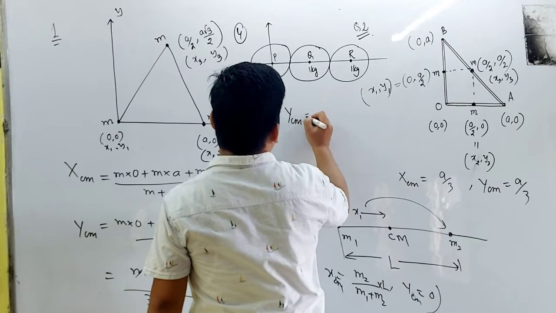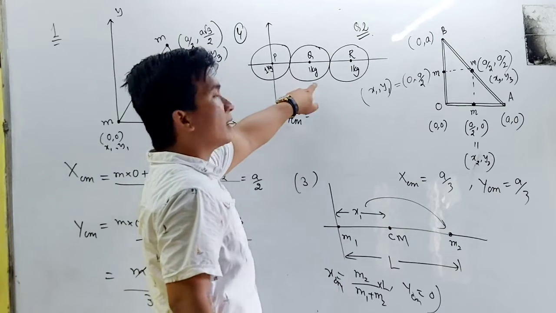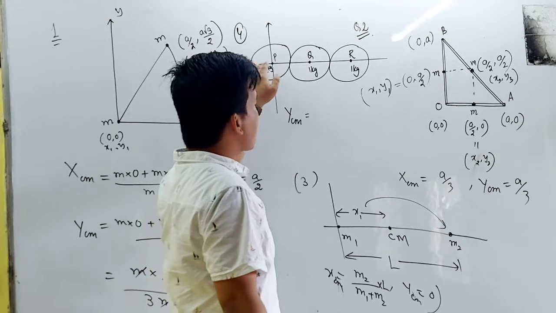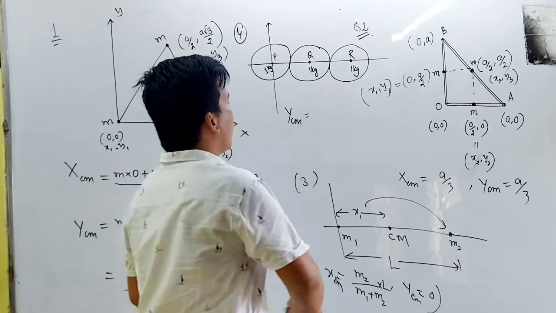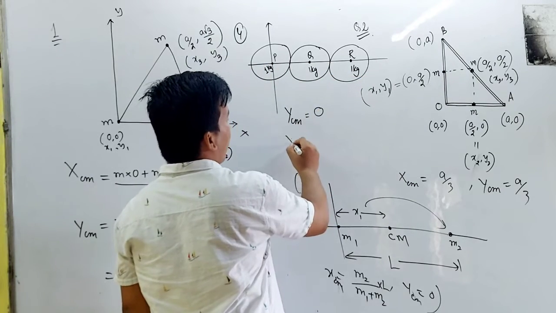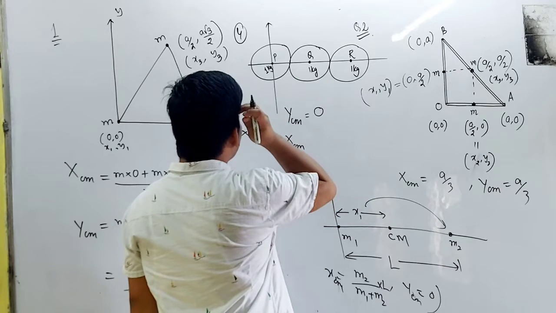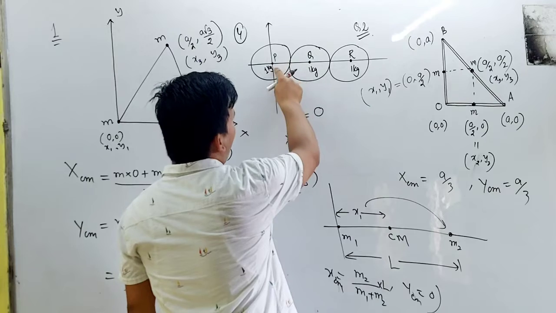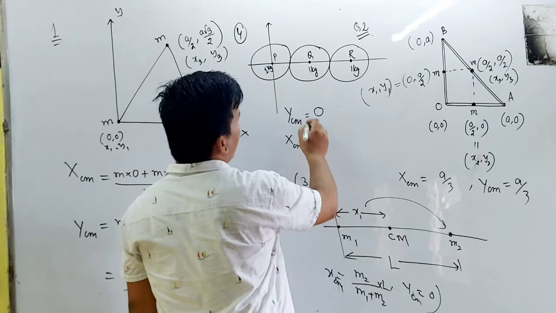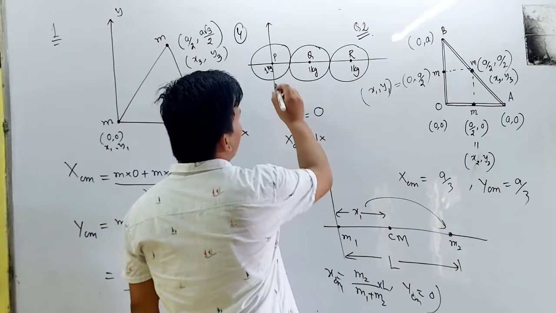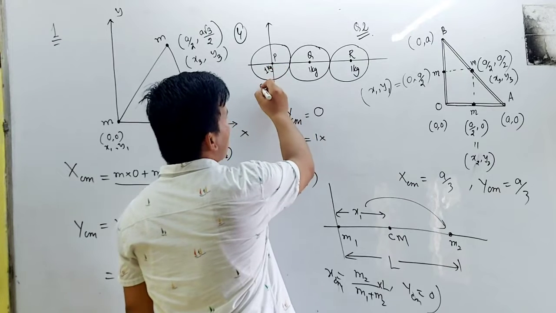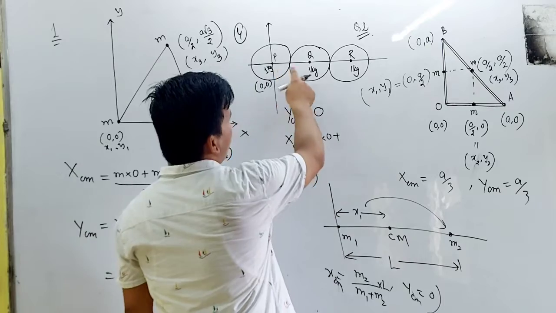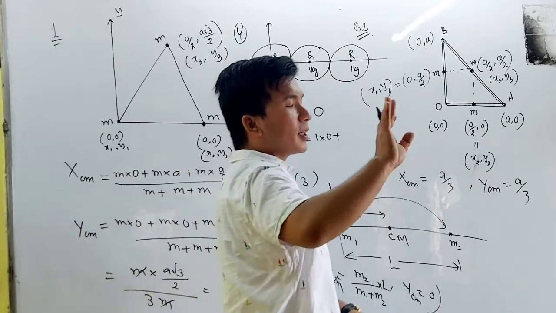YCM will be equal to 0 for this diagram, since all the masses are aligned along the x axis. XCM will be very simple. We will have 1 kg into the coordinate of this point P, if we consider this to be the origin 0, 0, that is 0, plus the second term.